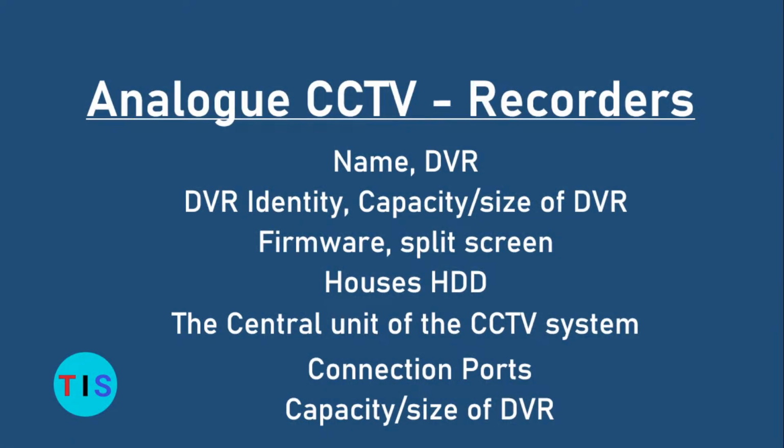So the DVR is a central unit of your CCTV camera installation, and it comes with the connection ports through which you can do your connections. I've already talked about the capacity or the size of your DVR. The capacity is the number of channels it has, or the provision for connecting.